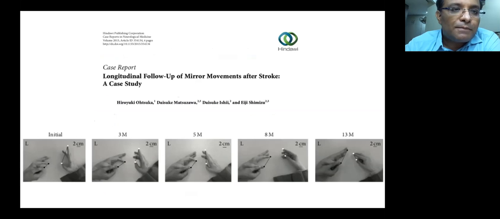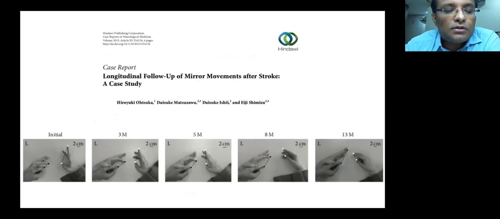Now there is one other paper, not a paper, it's a case report, but it's very interesting. As you can see, this patient has a stroke. It's a left paretic hand. And as you can see, the distance between the thumb and the index finger is quite low, while in the mirror movement, the distance is quite high.